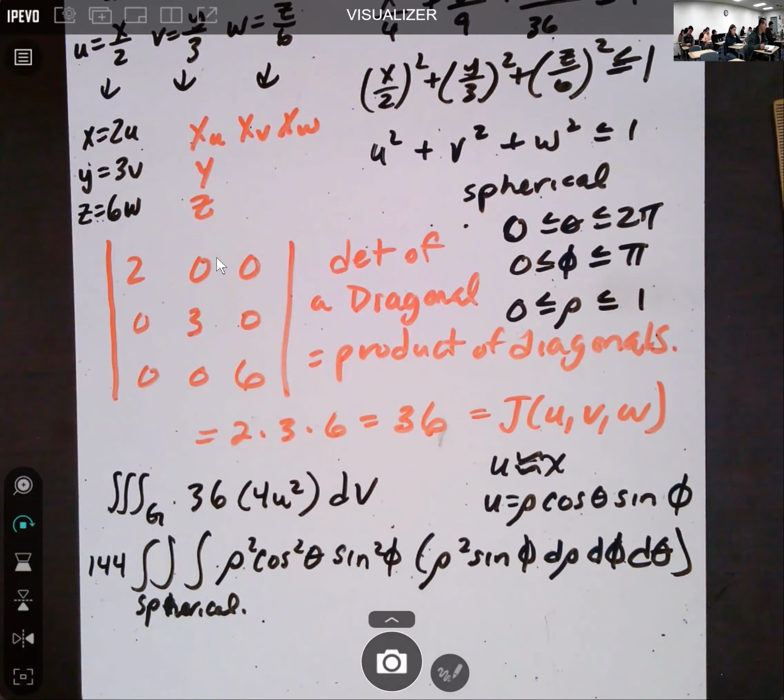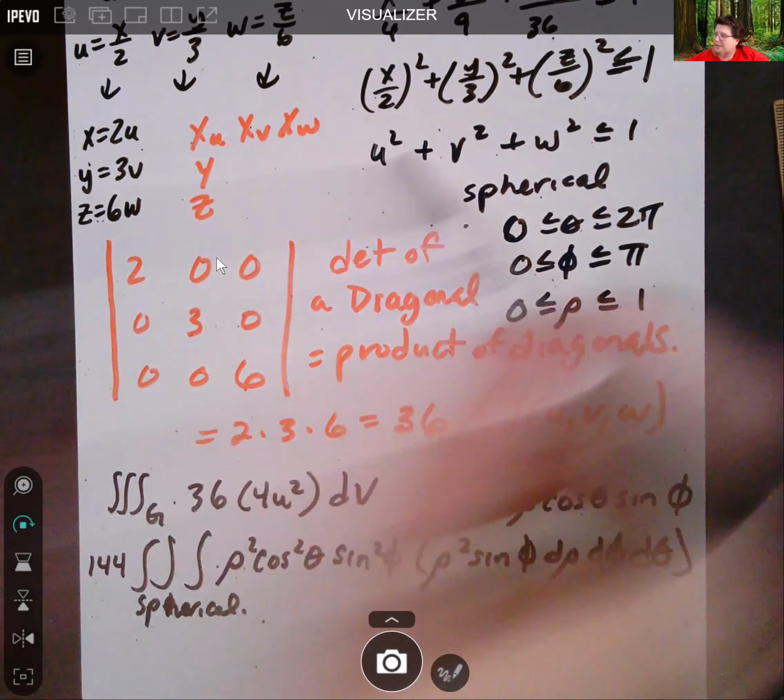So, Mr. Jones, where did you come to the assumption that you could assume that u is just x instead of x over 2? I didn't say u is x, u is like x in the equation up here.